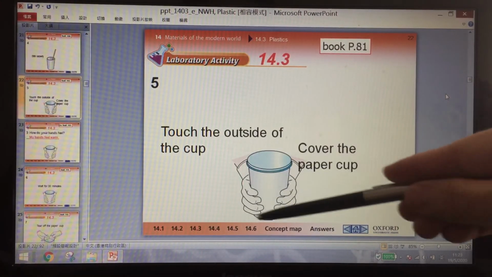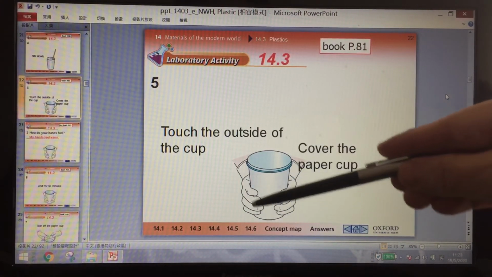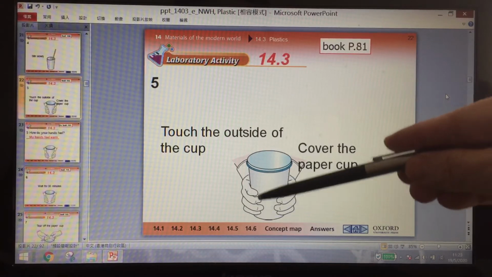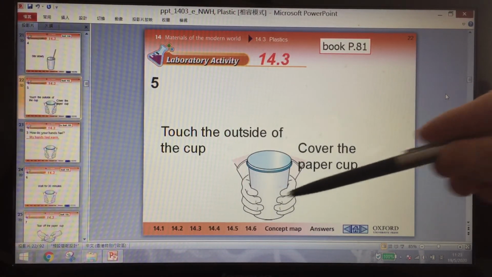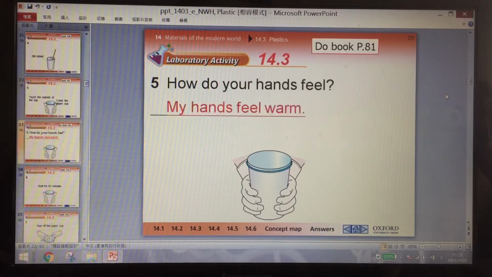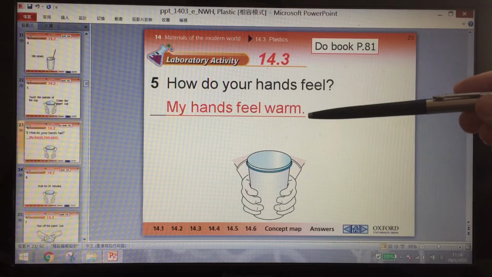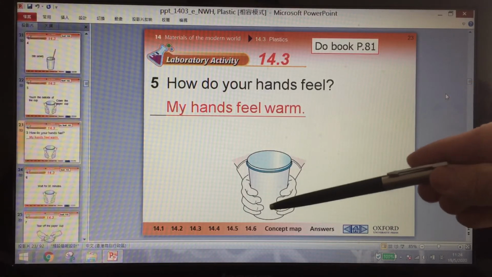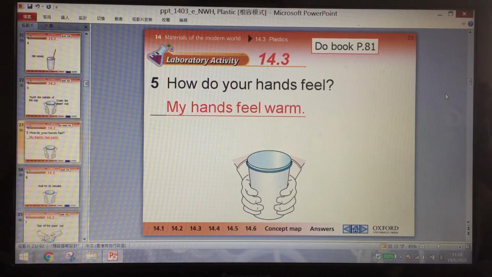And then you can fill the paper cup. Because a chemical reaction is carrying on, it will give out heat. So you may feel warm. What do your hands feel? Your hands feel warm. The chemical reaction will give out heat.